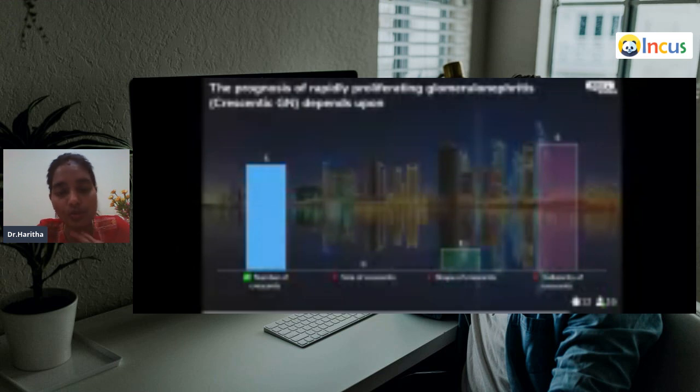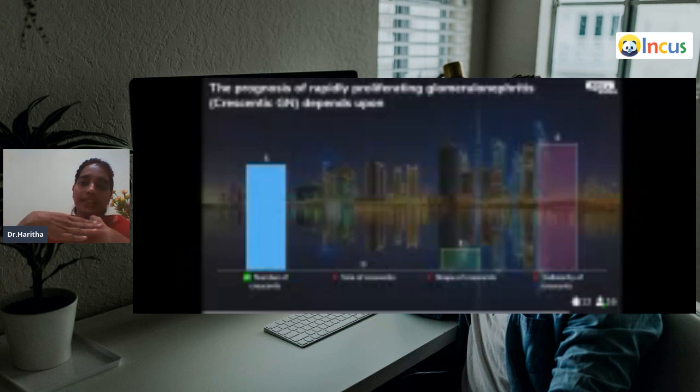Number of crescents, yes. Now, what happens with any constant injury? There will be proliferation of the basement membrane and parietal cell secretion, which obviously pulls on the Bowman's capsule. There is less space in between, and there will be compromise in the renal glomerular filtration rate, which eventually leads to damage of the kidney. And what is secreted? Fibrin is secreted in between, and the number of glomeruli affected is what matters. So that results in the bad prognosis.